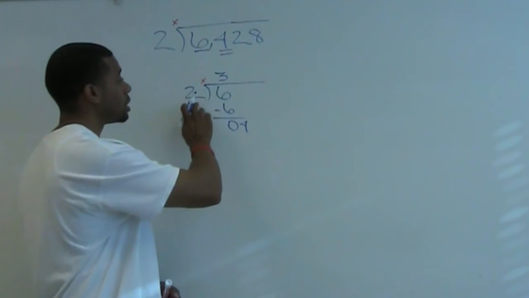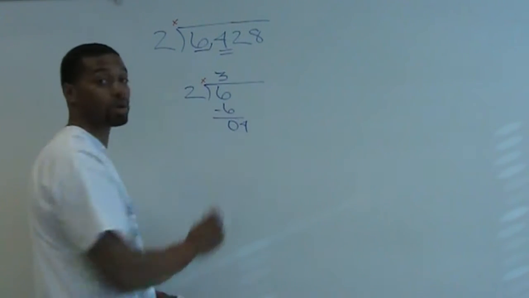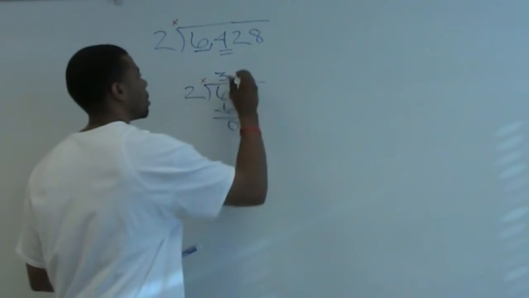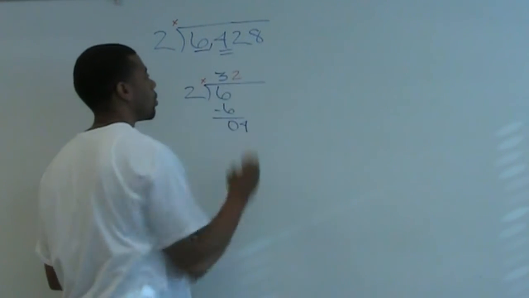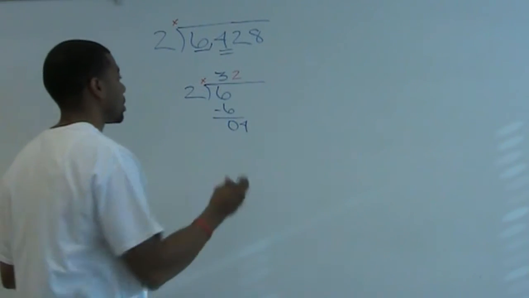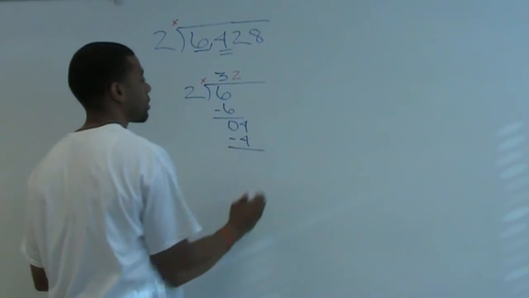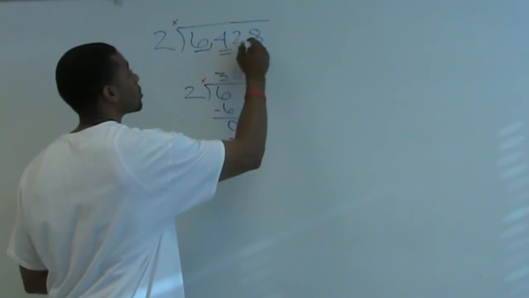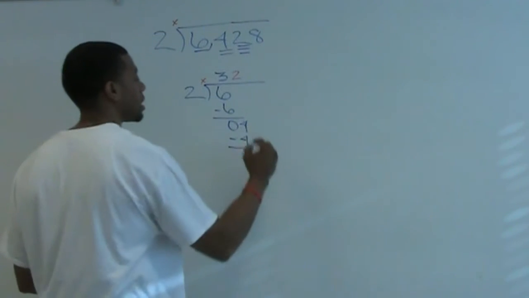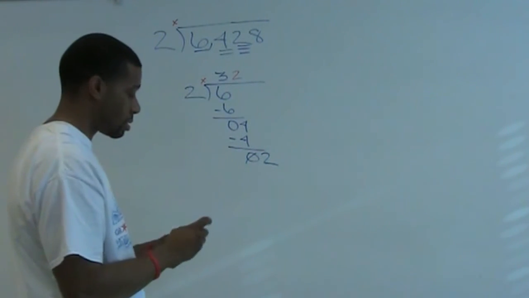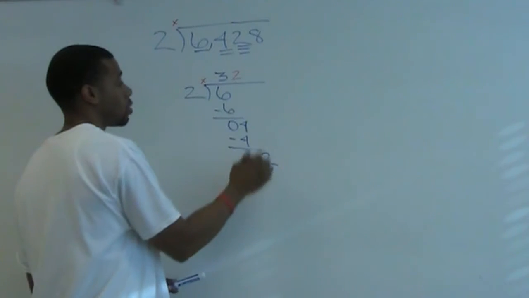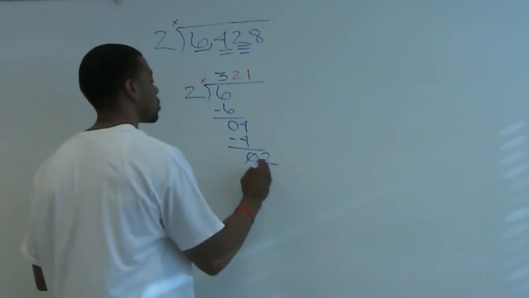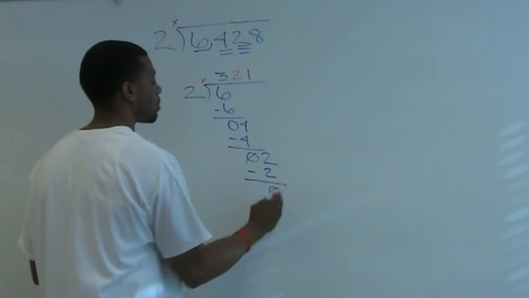Because now I want to know 2 times what number will give me 4. 2 times 2 will give me 4. So I'm going to subtract the 4 from there. 4 minus 4 is 0. Now I'm going to go to my third digit. Bring it in, put it right next to here. 2 times 1 will give me 2. So now I'm going to subtract 2 from 2, and I'm going to get 0.